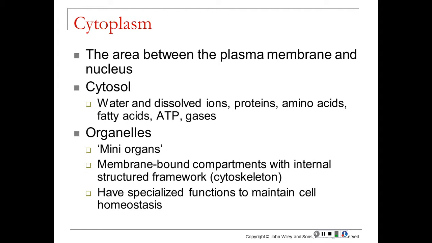The cytoplasm is the name for the area in between the cell membrane and the nucleus. So it's basically everything inside the cell except the nucleus. It's composed of the cytosol, which is what I call the cell juice. This is the water, dissolved ions, proteins, ATP, fatty acids, and any other molecules that are within the cell. Then there's the organelles. These are the mini organs.